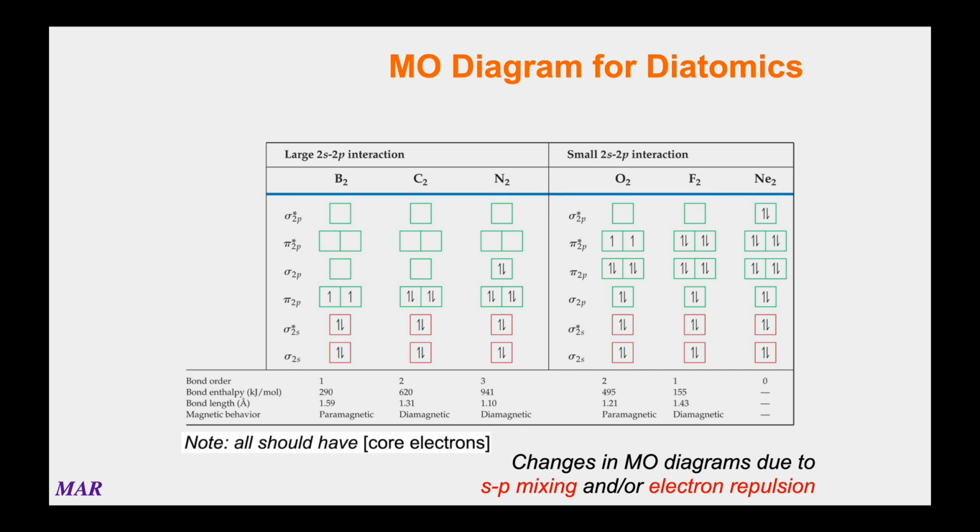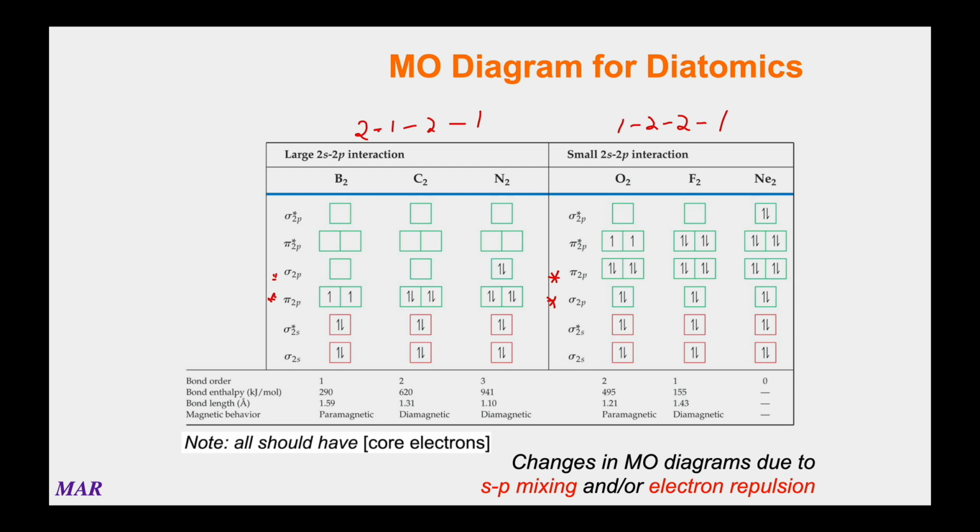On the left-hand side, we're seeing the 2-1-2-1 diagrams, where the pi's are first and then the sigma, then pi star and sigma star. On the right side, we're seeing the 1-2-2-1 diagrams, where the sigma now is first before the pi, then pi star and sigma star. And you can see how the things change.